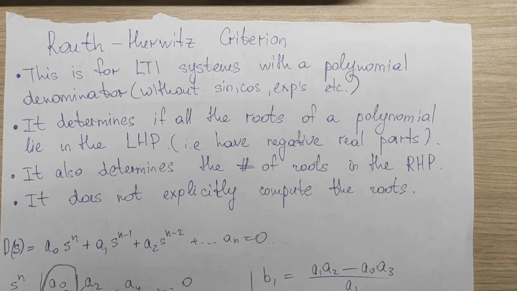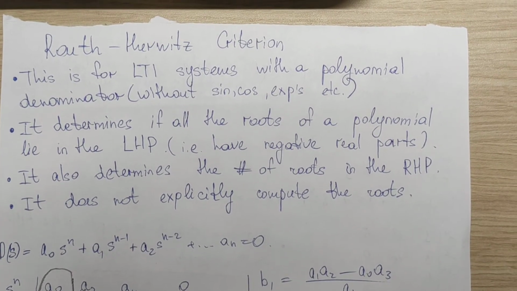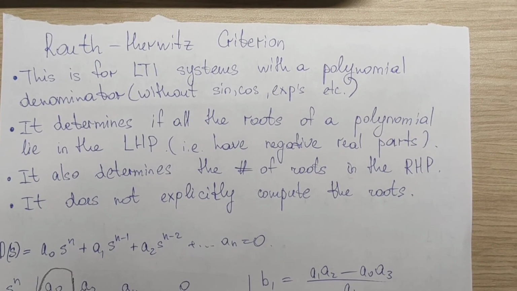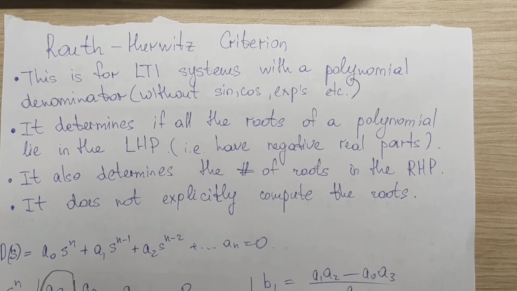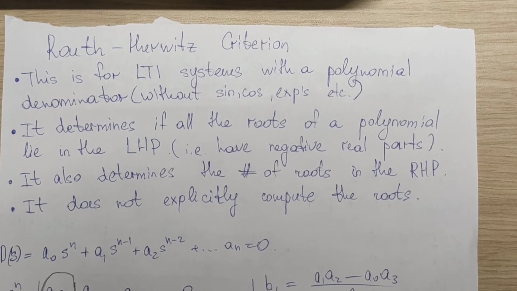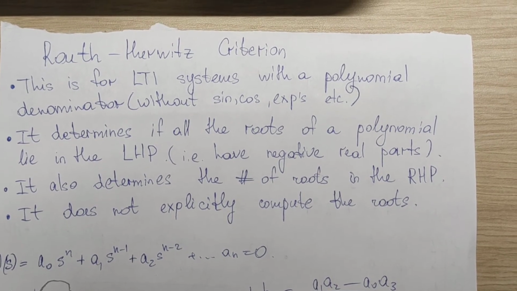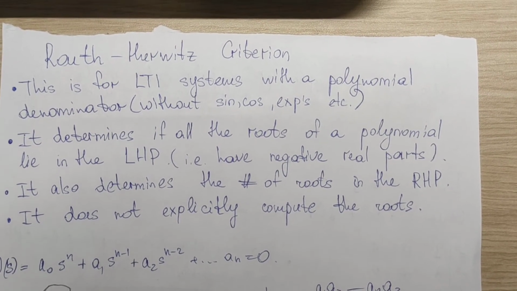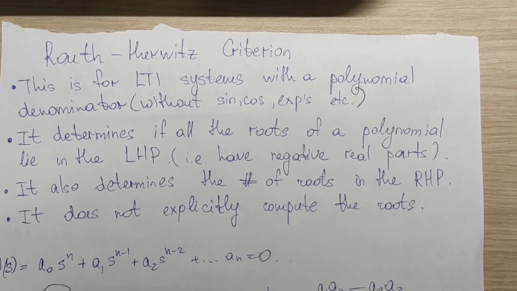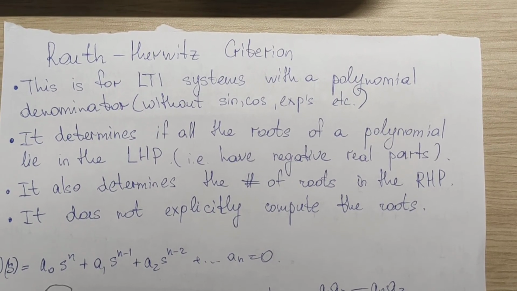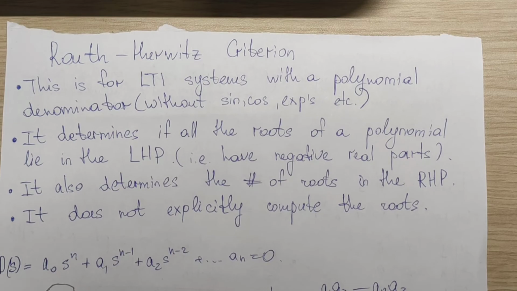One of the techniques to analyze the stability of a system is the Routh-Hurwitz Criterion. This is for LTI systems with a polynomial denominator. It determines if all the roots of a polynomial lie in the left half plane, that is, the real parts of the poles are negative. It also determines the number of roots in the right half plane. It does not explicitly compute the roots. The advantage is that higher order transfer functions can be handled by hand calculations.